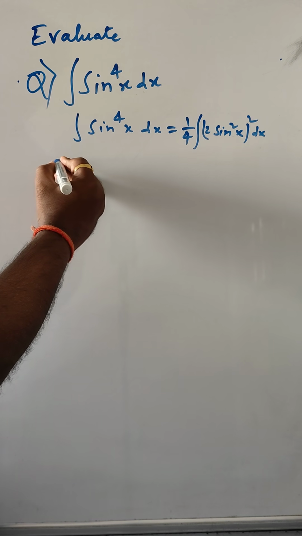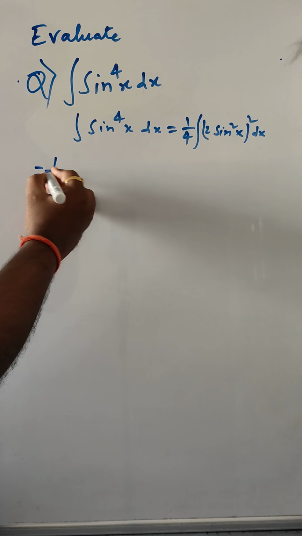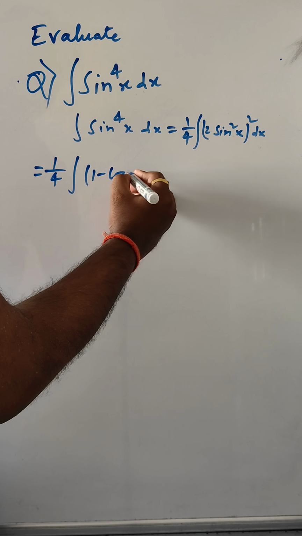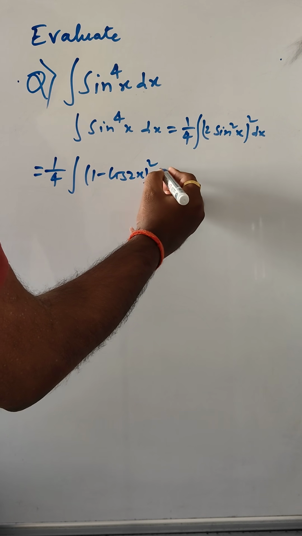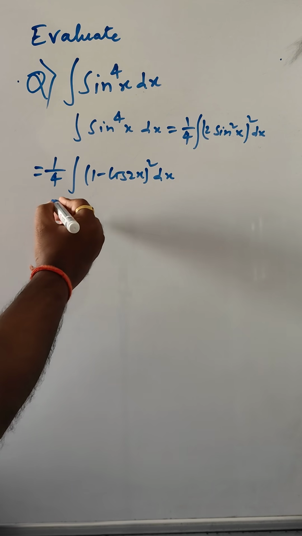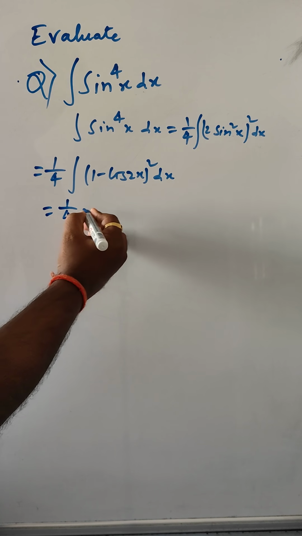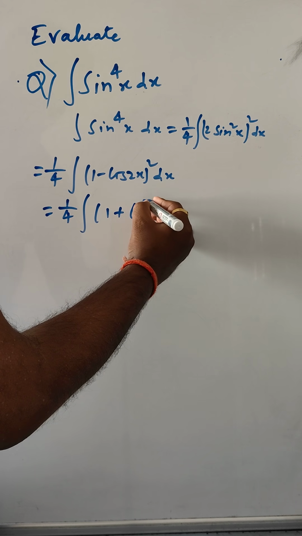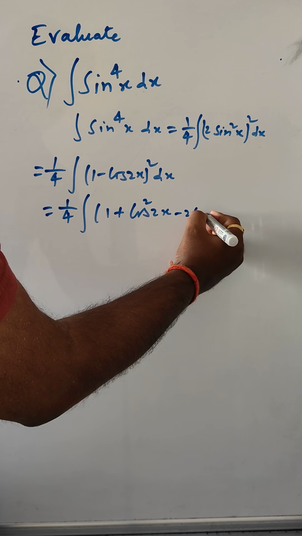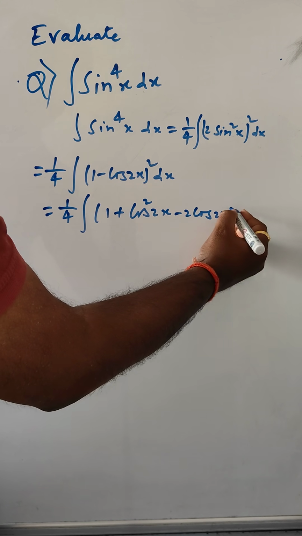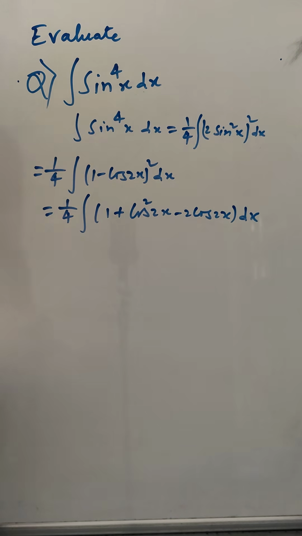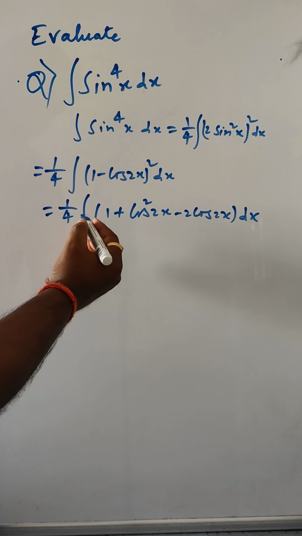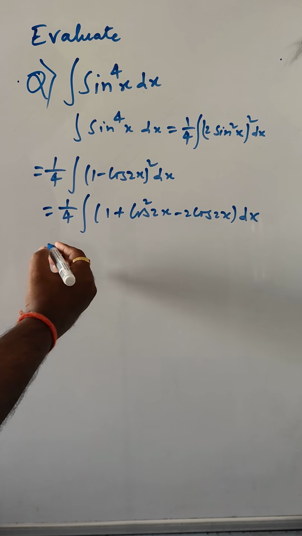Now in the next step we can write 1 by 4, right, and here (1 minus cos 2x) square dx. Correct. So in the next step 1 by 4, and here 1 plus cos² 2x minus 2 cos 2x, correct, dx. So this we can expand, but 2 should be there, right? So we should multiply all across by 2 and divide by 2.